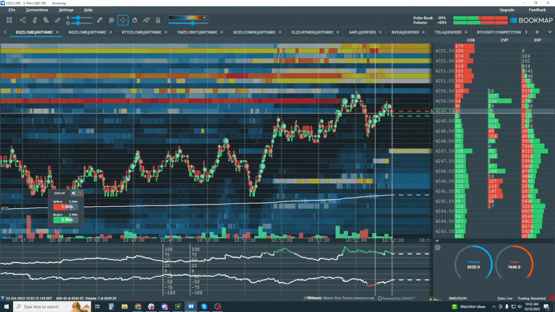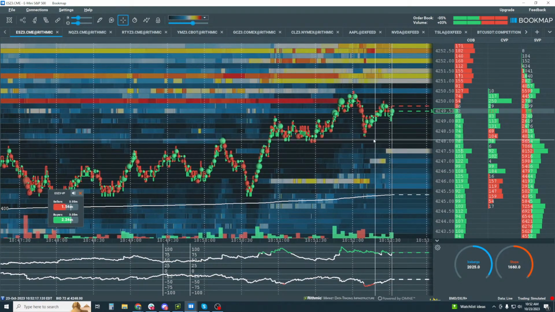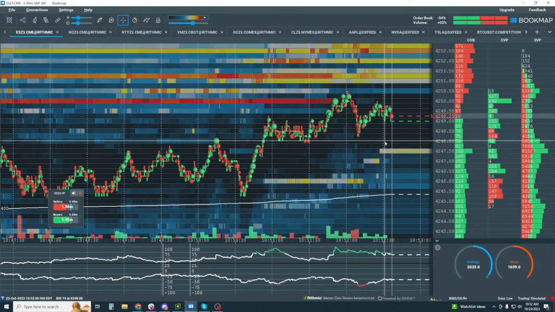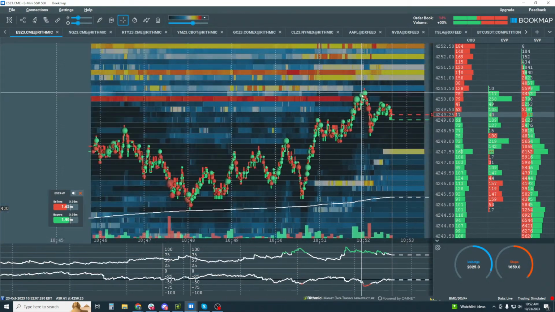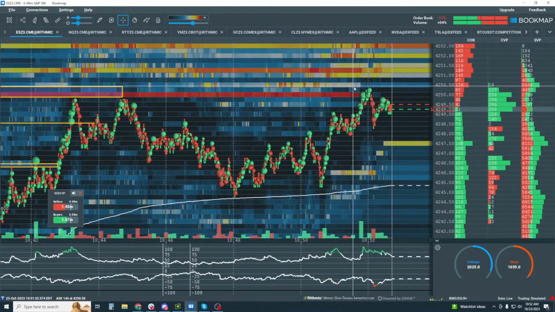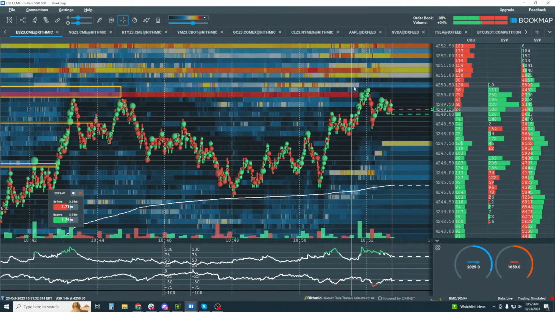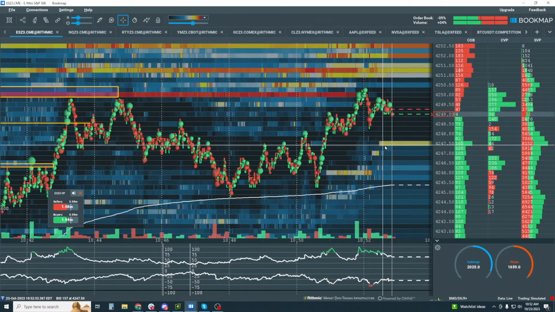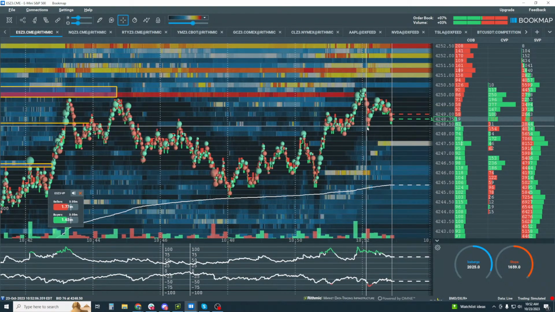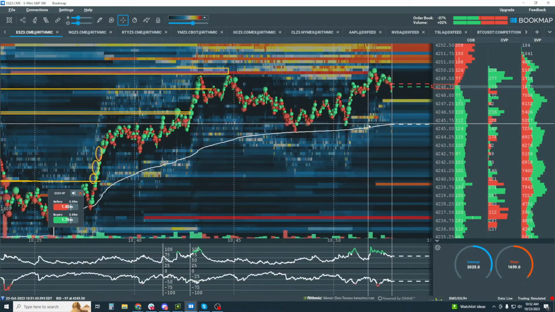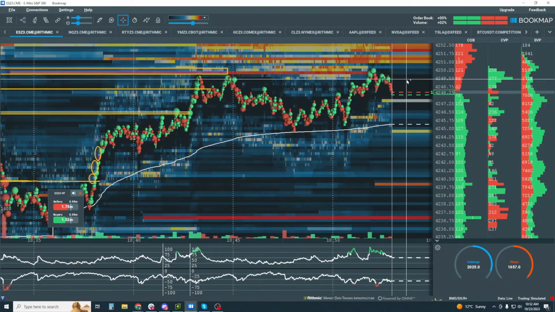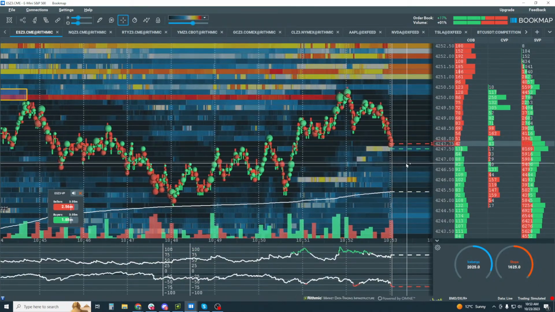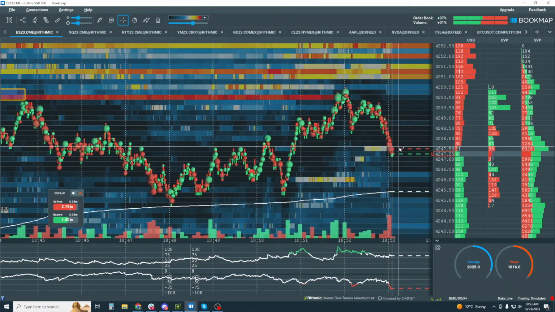Still more buyers in here. Interesting. Quite a few. Order book skew as well. Okay, there's our sellers.